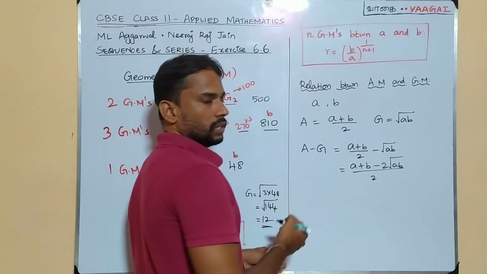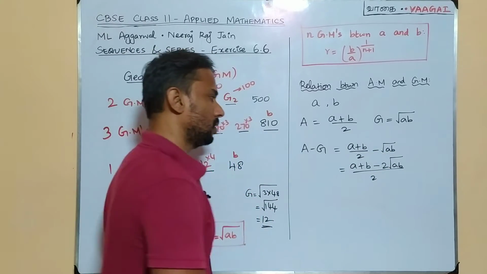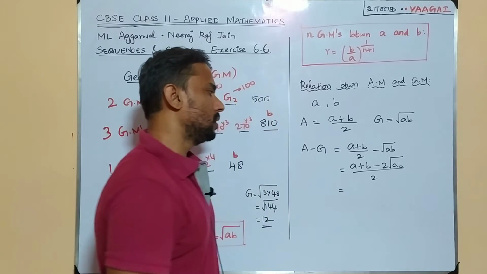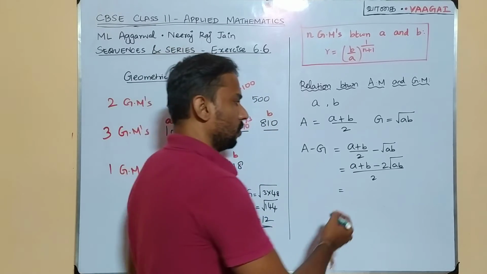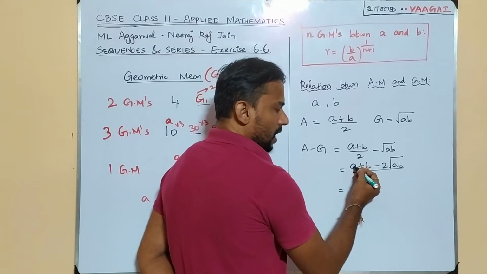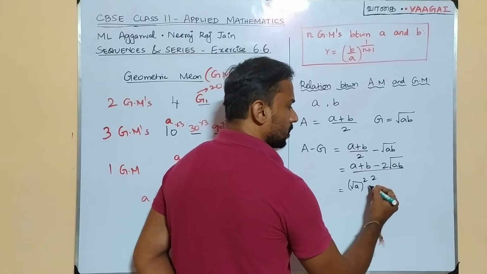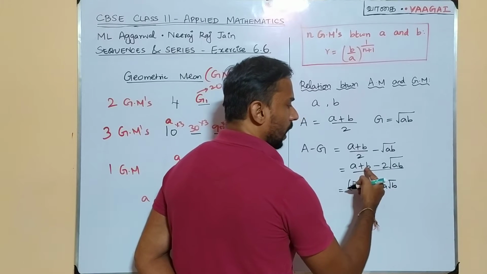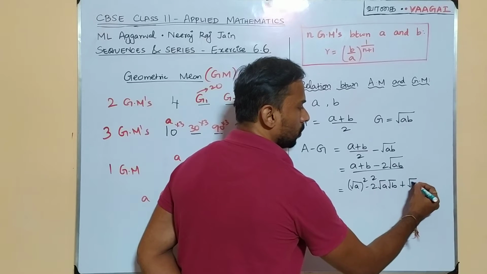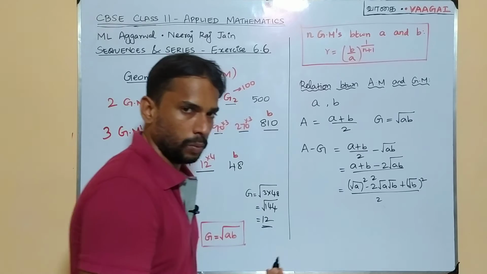I am just taking this 2 to be LCM. So we will have 2 root of ab whole divided by 2. Now I am going to rewrite this same step in a different way. Look carefully how I express this. This a I am going to write as root a square, this expression as 2 root a root b, and this plus b as plus root b the whole square, whole divided by 2. I hope you can understand this.